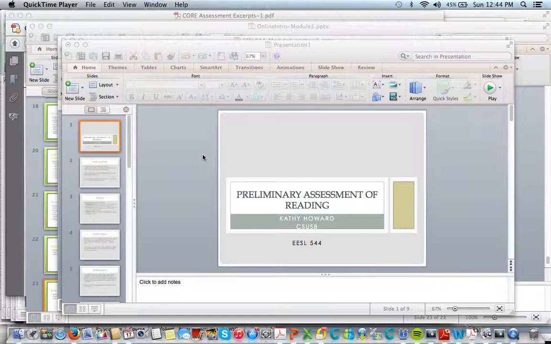But one of the things you want to do with your 2T early on is just get a preliminary assessment of their reading. And so this exercise and this activity will help to introduce you to some of that.